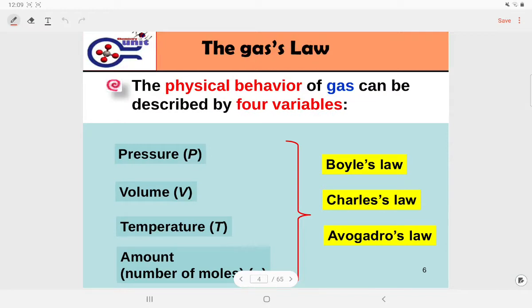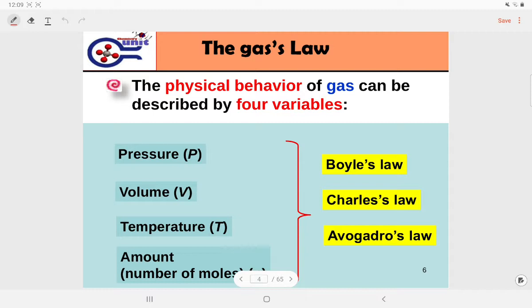So our focus for today is to learn about the three gas laws, which are Boyle's law, Charles' law and Avogadro's law. By the end of this lesson, I will also show you how we're going to derive the ideal gas equation from these three gas laws.